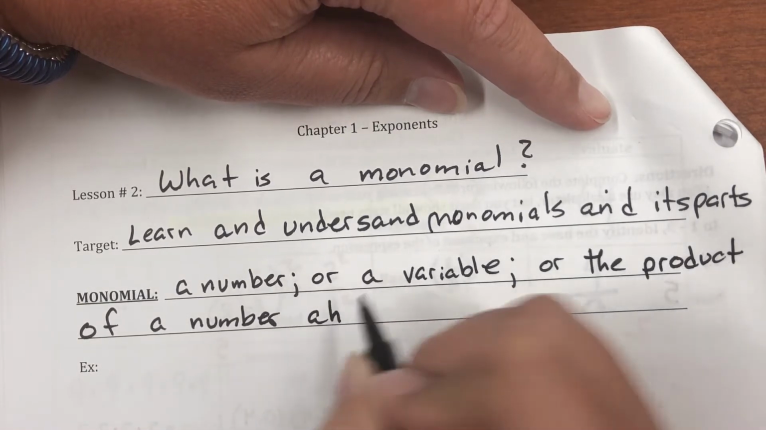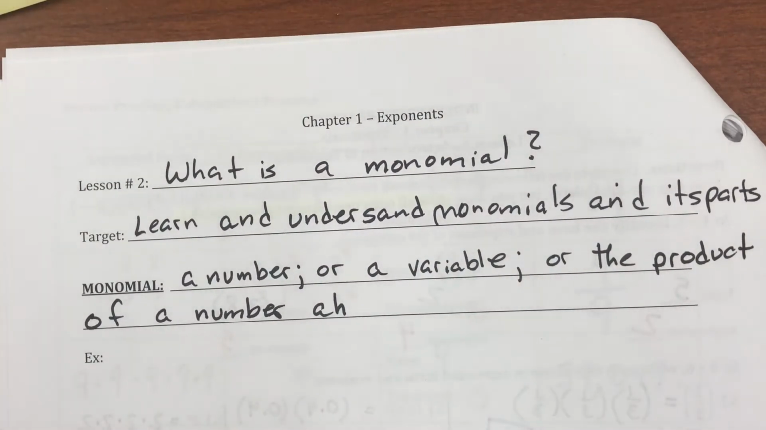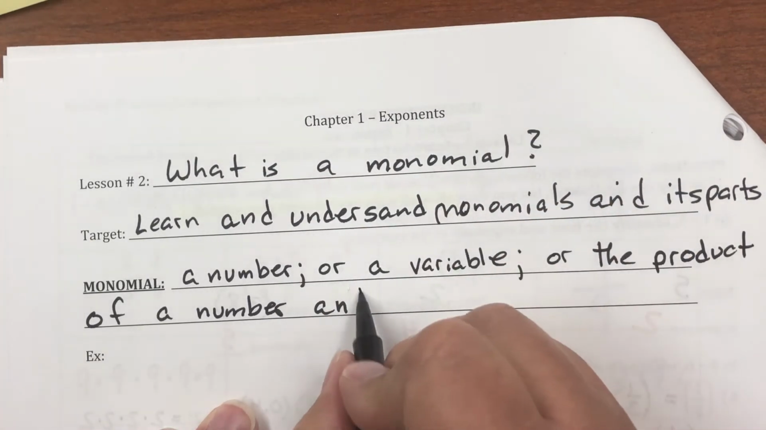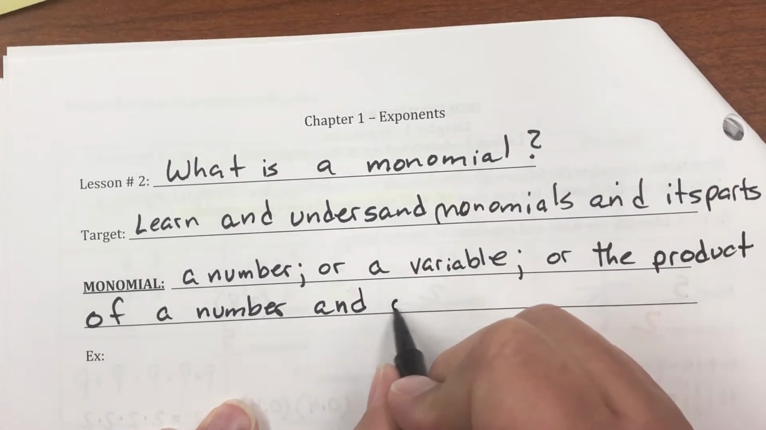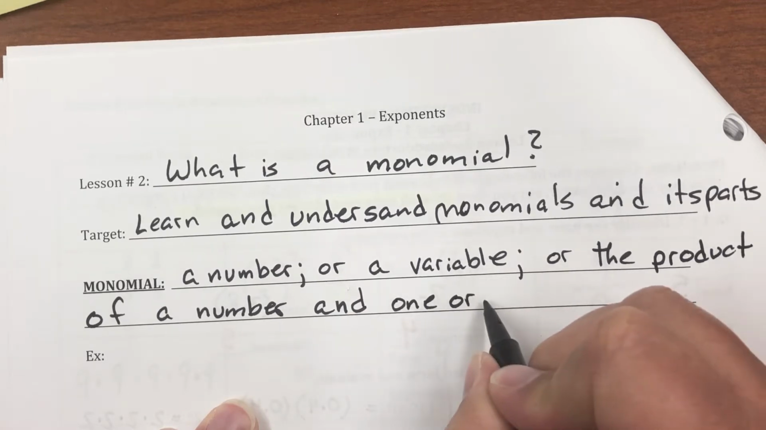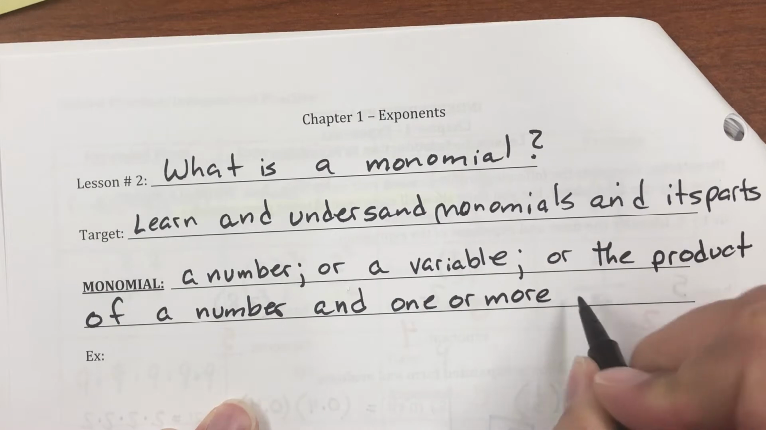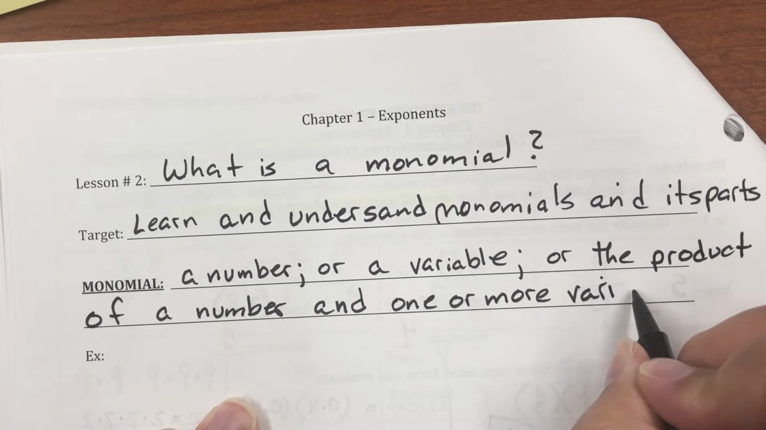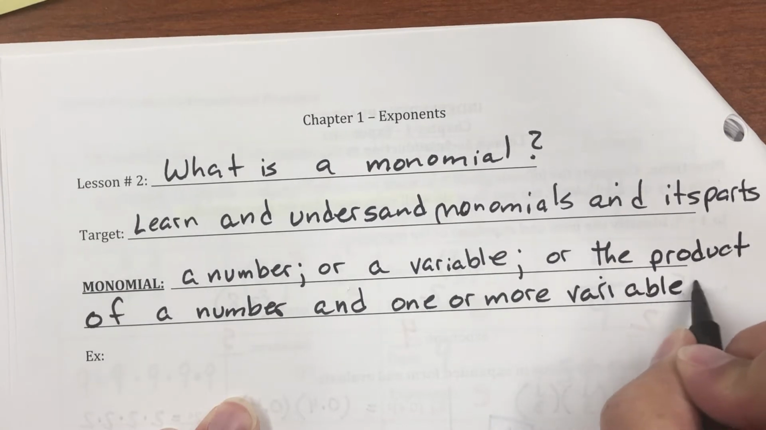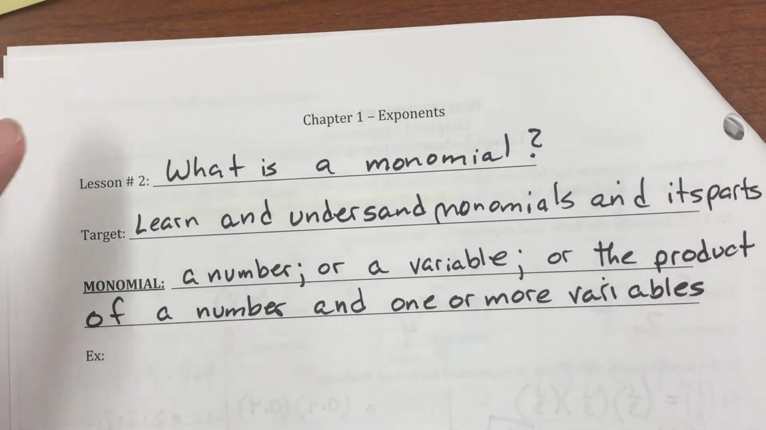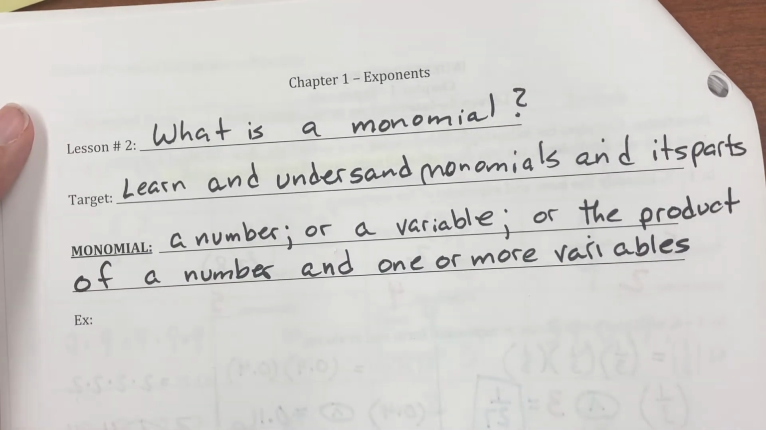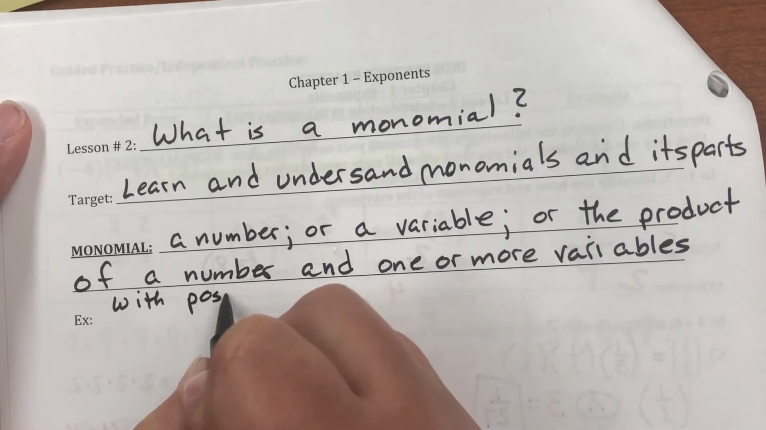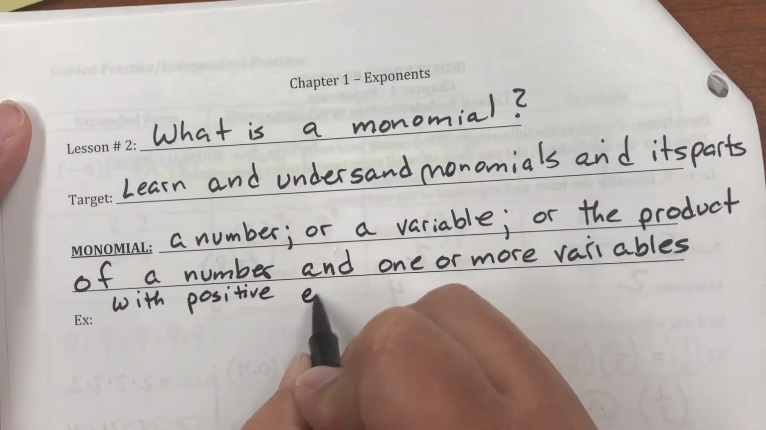and, look at this, I made my and wrong. Thank goodness for a whiteout, because mistakes happen. And one or more variables. And this is the part that we'll talk about more later. With positive exponents.